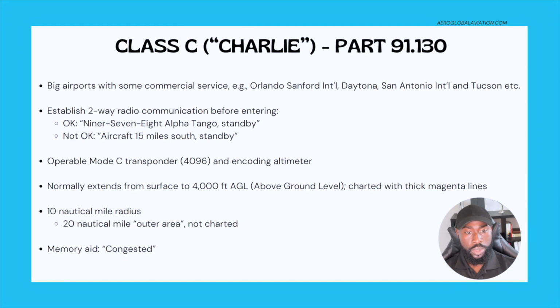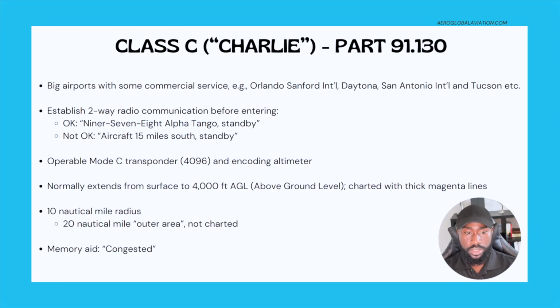Basically, most of the details are in part 91.130. Class Charlie airspace is basically around big airports that have some commercial service. Think of Orlando Sanford International Airport, Daytona Airport, San Antonio International Airport, and Tucson Airport. There are a lot of other airports like that.